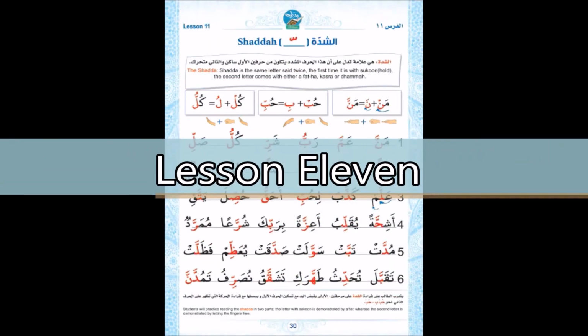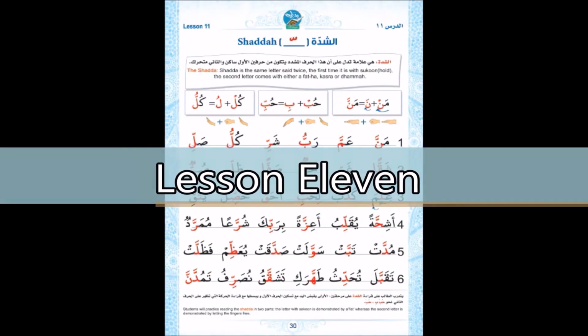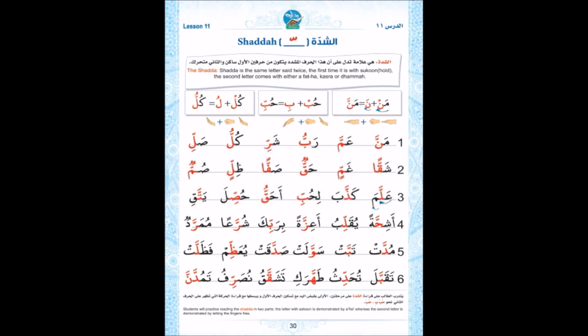Welcome to Bidaya screencast. Today we have lesson 11, which discusses the shadda. The objective of this lesson is for the student to recognize that shadda is a symbol that represents 2 letters, and as shown by these boxes, we will get to this later on, the first letter has sukun and the second letter has a vowel or a haraka.